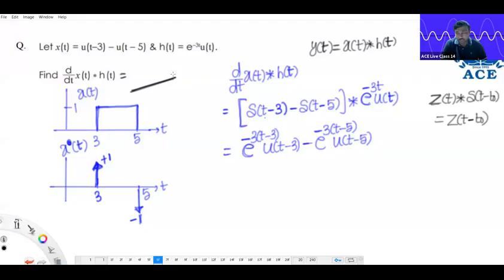Now we are studying LTI systems. Yesterday we made one statement: for an LTI system, whatever happens to the input, the same thing happens to the output. So if you are differentiating the input, what will happen to the output? If you differentiate the input, the output is also differentiated.